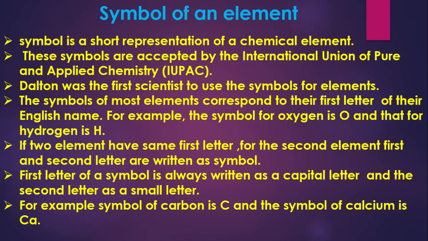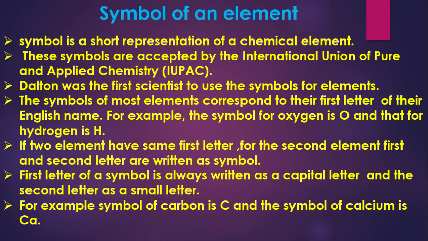Symbols of an element. A symbol is the shortest representation of a chemical element. These symbols are accepted by the International Union of Pure and Applied Chemistry. Dalton was the first scientist to use symbols for elements. The symbols of most elements correspond to the first letter of their English name. For example, the symbol of oxygen is O and that for hydrogen is H.